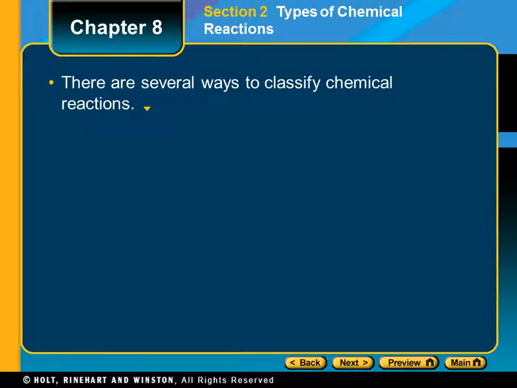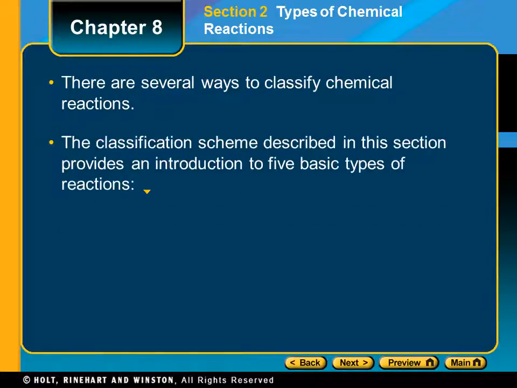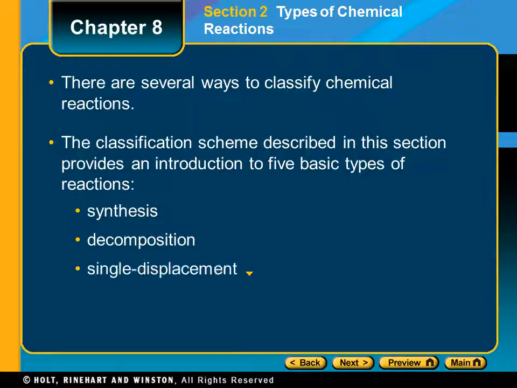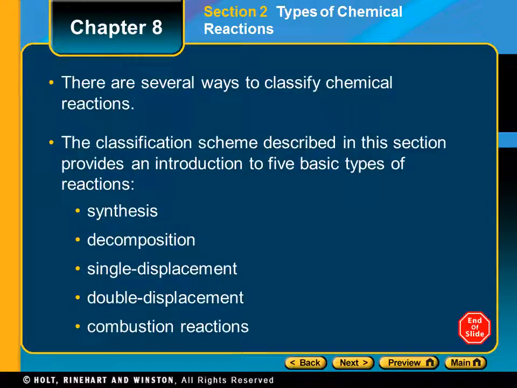All right, so lots of different ways to classify chemical reactions here, guys. We're going to look at the 5 basic types of reactions, which are synthesis, decomposition, single displacement, double displacement, and combustion reactions.